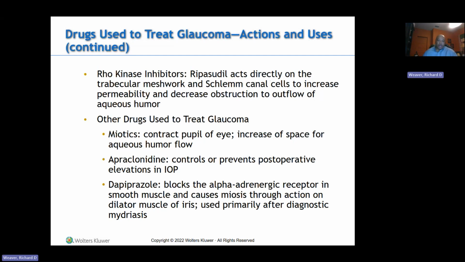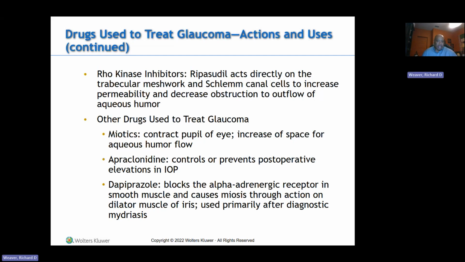Now, one of the other drugs called apraclonidine is a sympathomimetic drug, so it mimics the sympathetic nervous system. This is used to control or prevent post-operative elevation of the intraocular pressure. There are certain situations, especially after surgery, that can cause the intraocular pressure to increase, and so this drug helps either control or prevent this from occurring.